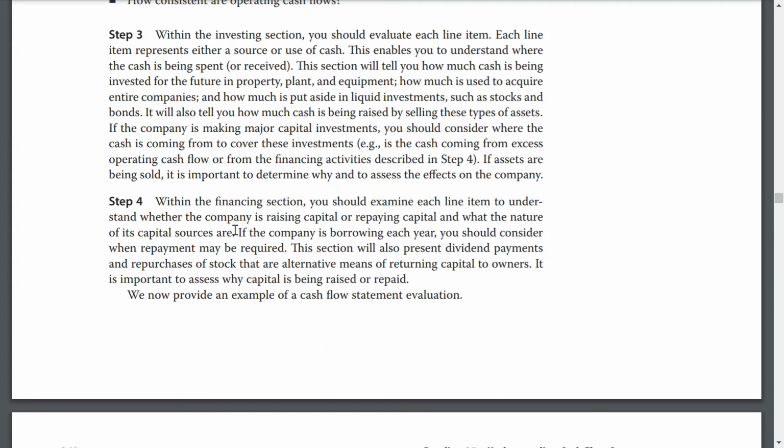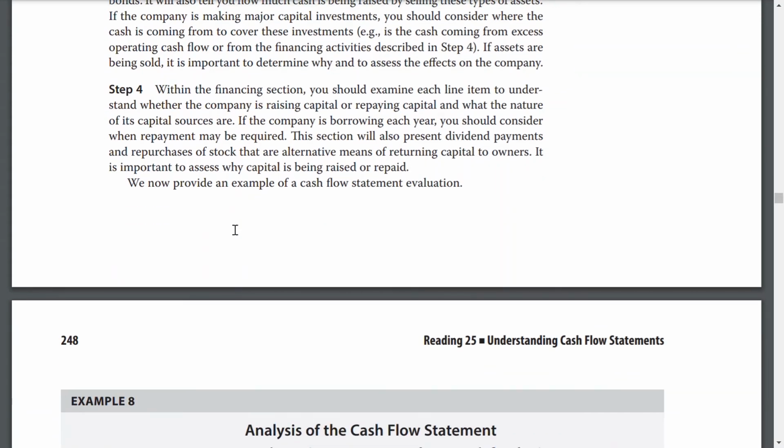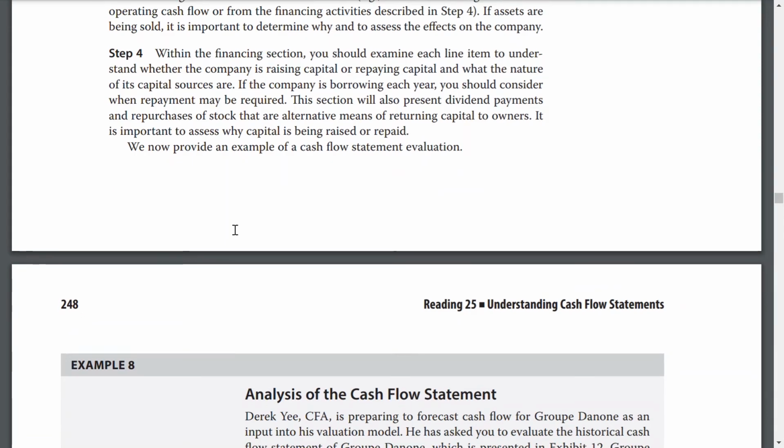Within the financing section, you should examine each line item and understand whether the company is raising capital or repaying capital and what the nature of its capital sources are. If the company is borrowing each year, you should consider when repayments may be required. This section will also provide dividend payments and repurchase of stock that are alternative means of returning capital to owners. It is important to assess why capital is being raised and repaid. We now provide an example of cash flow statements and evaluation.